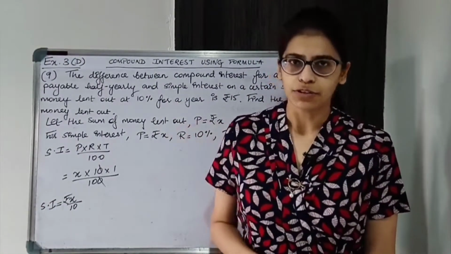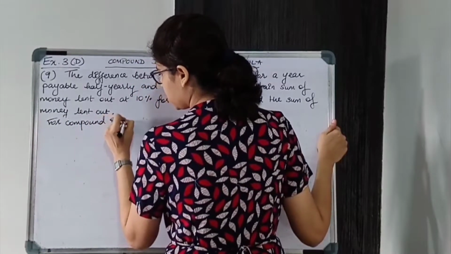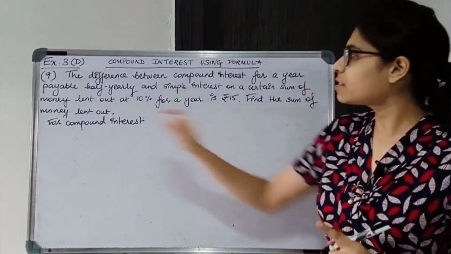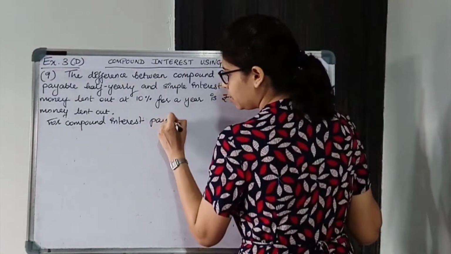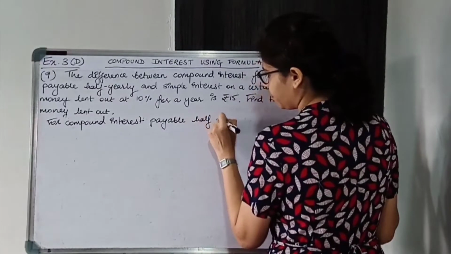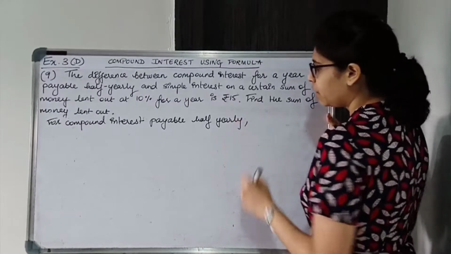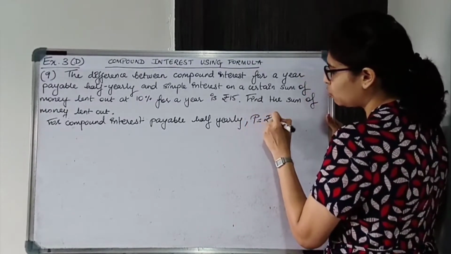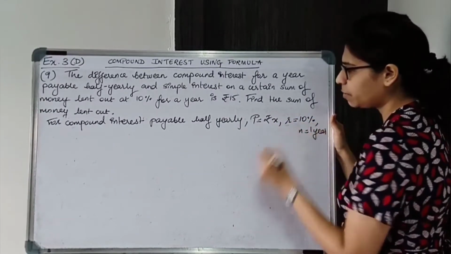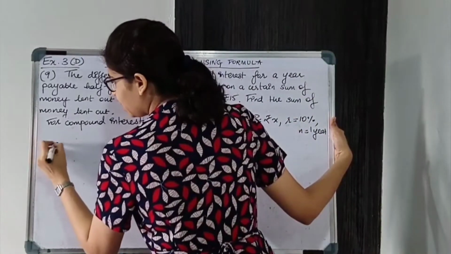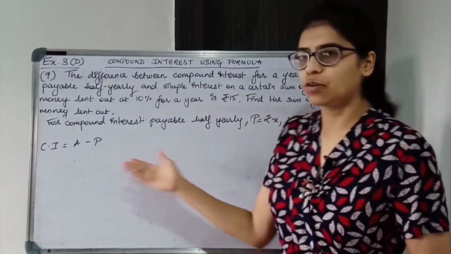Now we'll find compound interest. Compound interest is payable half yearly. So just write that down. Compound interest payable half yearly. So you'll remember that you have to divide R by 2 and multiply N by 2. What all information do we have? Principal is X rupees, R is 10% and N is 1 year. Now CI we have to find. So CI is A minus P. You can find A first and then find CI. That way also you can do.